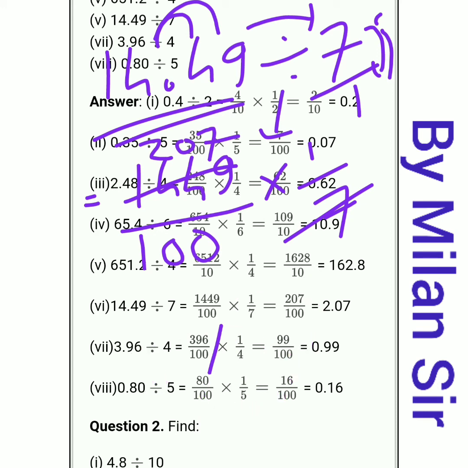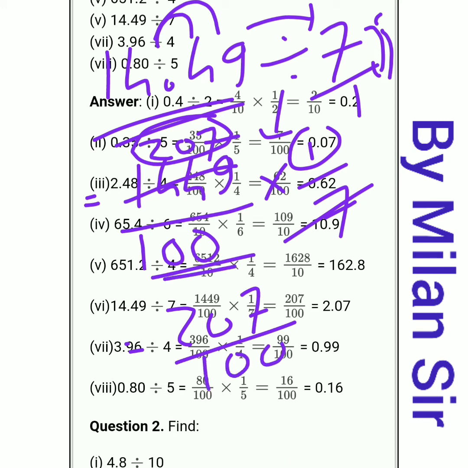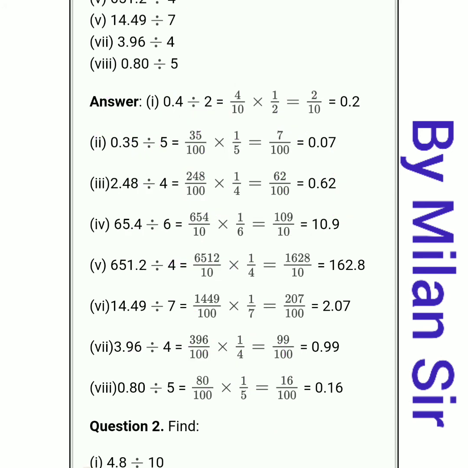Now in the numerator 207 multiply 1 is 207, and in the denominator we have 100, right? Now in the denominator we have 2 zeros, so in the numerator before 2 digits we need to put a decimal point. So before 2 digits, that means before 07, we need to put a decimal point. So our answer is 2.07.